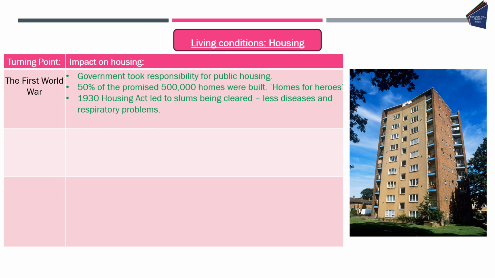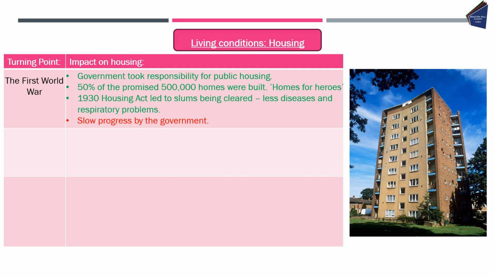You can clearly see that we've only got 50% of the 500,000 homes being built, but it is a step in the right direction. That statistic really of only being 50% links to the fact that it is quite slow progress by the government. But that Homes for Heroes slogan, that would be a great term to use in the exam.